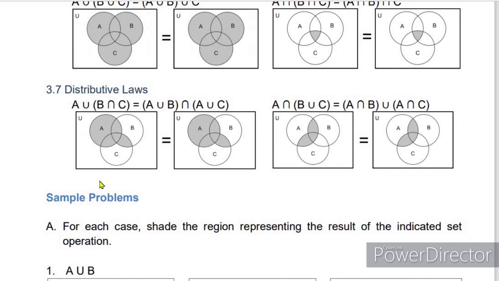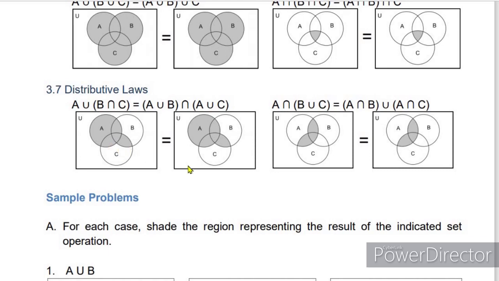Next is 3.7, distributive laws. So A union the quantity B intersection C is equal to the quantity A union B intersection the quantity A union C. So here we will just distribute the operation and the given set outside the parentheses. As you notice, we distribute A union to B, and then we distribute A union to C. Then it will be separated by the operation inside the parentheses, which is intersection. Okay, so for the Venn diagram, we will just shade the intersection of A union B and A union C.